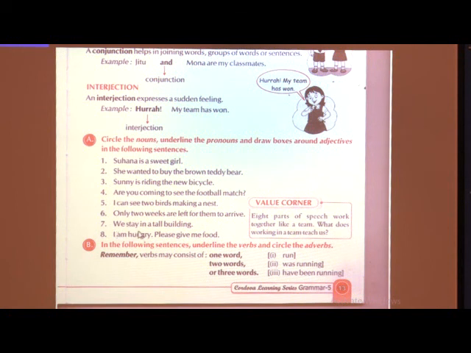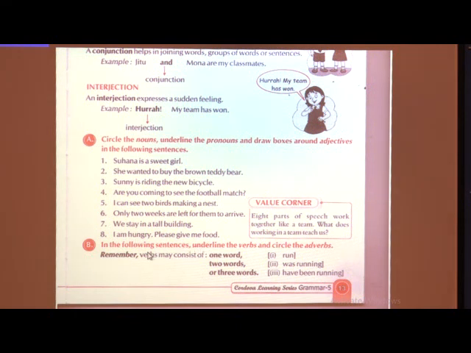Next, we stay in a tall building. Which is a noun? The noun is building, which is a name. And tall is describing this noun, so this is an adjective. Draw a box around the word tall, and we is a pronoun. So, underline it.